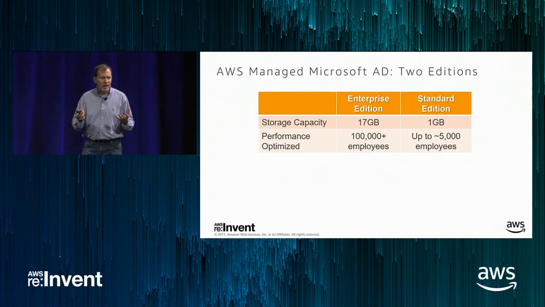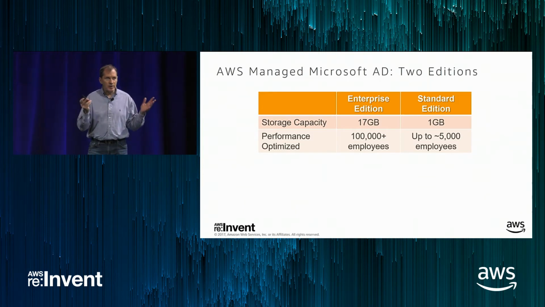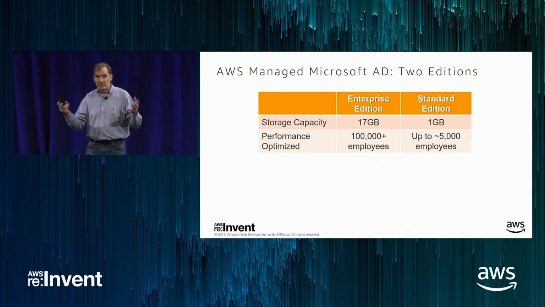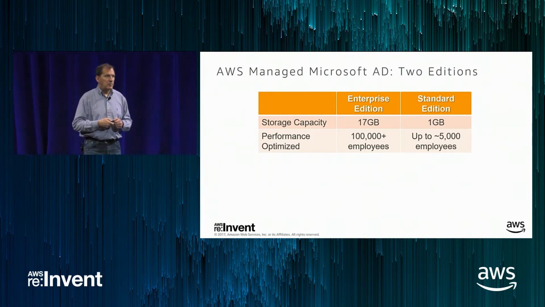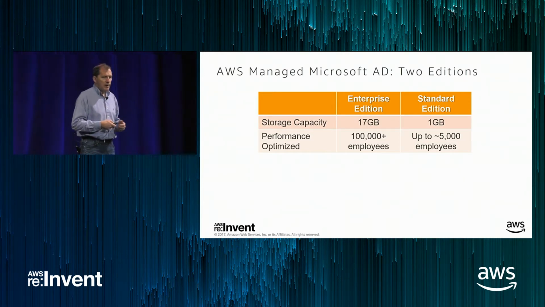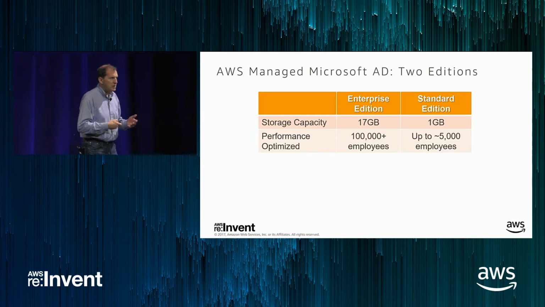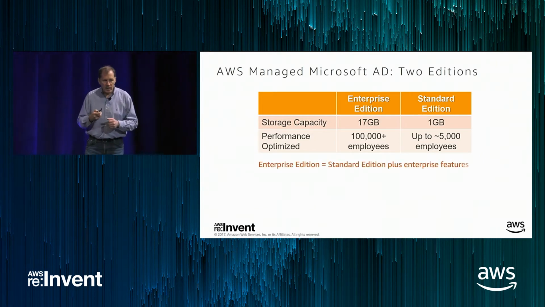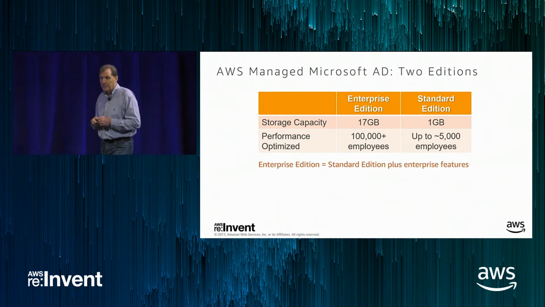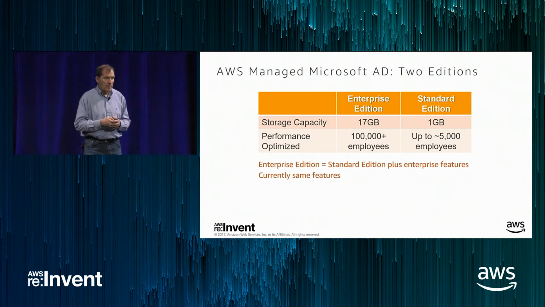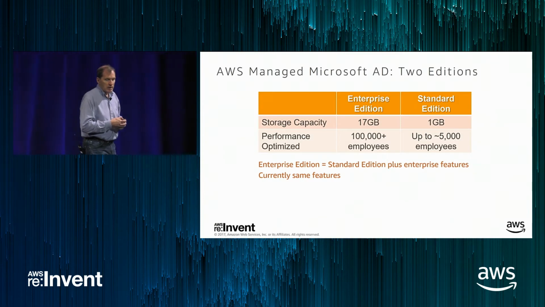And so the approximate size, it's not a perfect world here because it depends on, if you have users with big, huge pictures for the employees, then the number of objects is going to be different than if you had users with no pictures. So it's approximately around 100,000 employees for the enterprise edition, and around 5,000 employees is an appropriate match for the standard edition. The enterprise edition and the standard edition have the same feature set. But longer term, we may add some additional features to the Enterprise Edition.